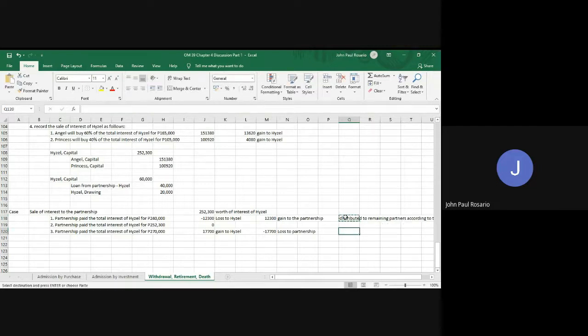Okay, so same with this one. So, for the first one, let's record muna the gain. So, the gain is 12,300, right? The gain is 12,300. Now, mo share pa ba si Hazel ani? Malamang dili na. The sharing will be distributed between Angel and Princess. So, pila gali ang percentage ni Angel? 40%.